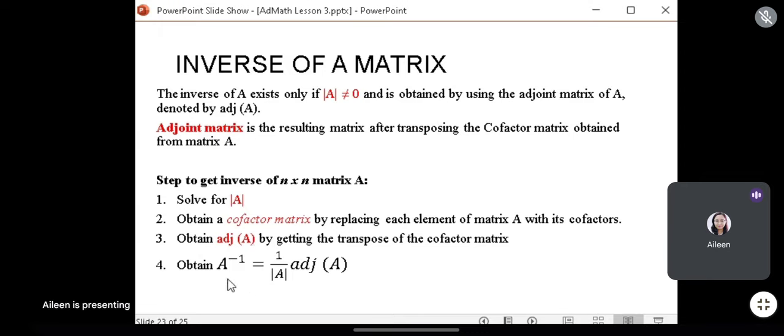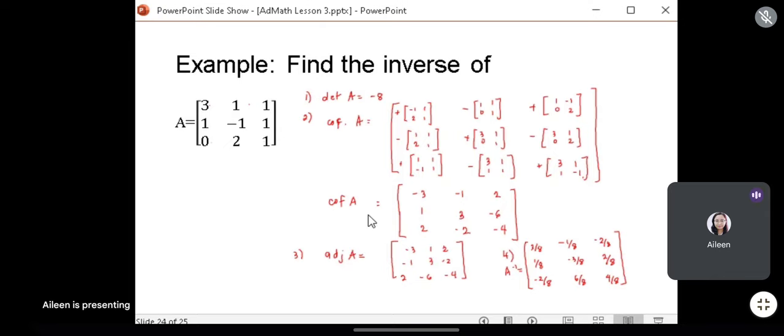After that, you can obtain the inverse, which is A to the negative 1, which is equal to the adjoint matrix divided by the determinant, or 1 over determinant of A times the adjoint of A. So, this is just like the scalar multiplication wherein fraction naman yung imumultiply niyo with the adjoint matrix. So, let's have an example. Let's say you have A, which is equal to 3, 1, 0, 1, negative 1, 2, 1, 1, 1.